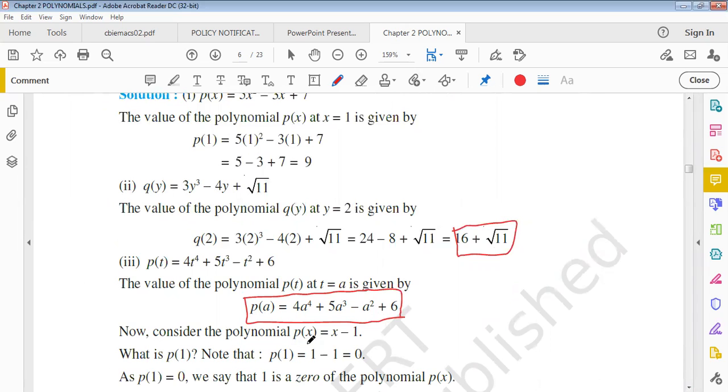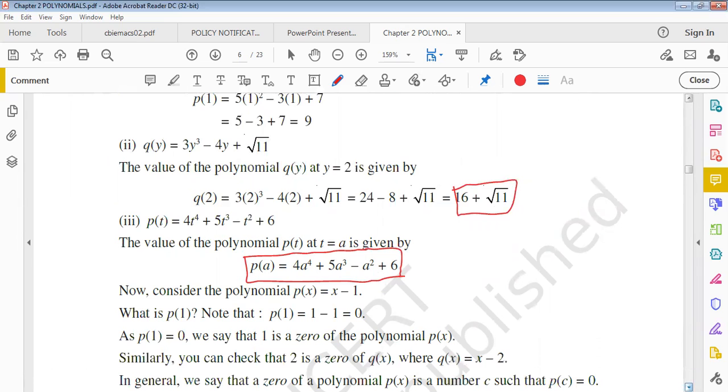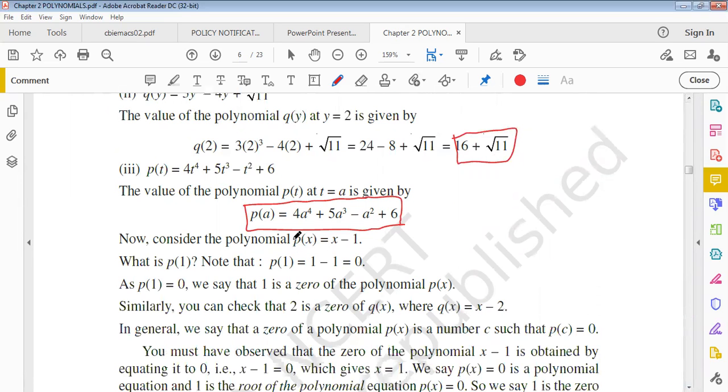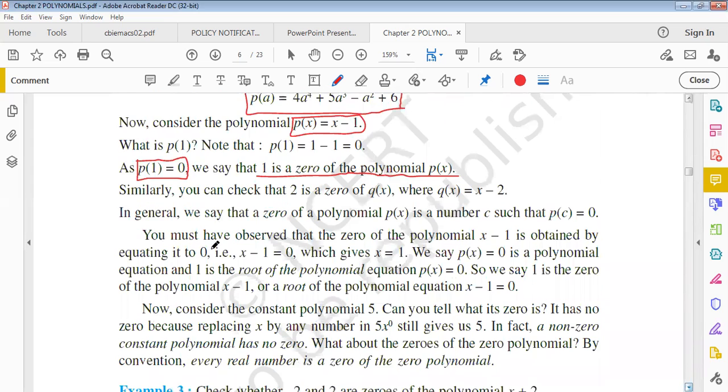Now consider the polynomial p(x) equals x minus 1. This is the polynomial only. What is p(1)? When we put x equals 1 here, it is 1 minus 1, that is 0. That means after putting x equals 1 in the given polynomial, we found that the value of the polynomial becomes 0. That means we say 1 is the zero of the polynomial p(x). The value for which the polynomial's value becomes 0 is called its zero.